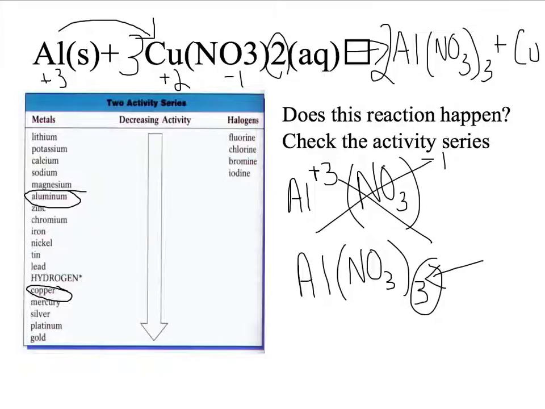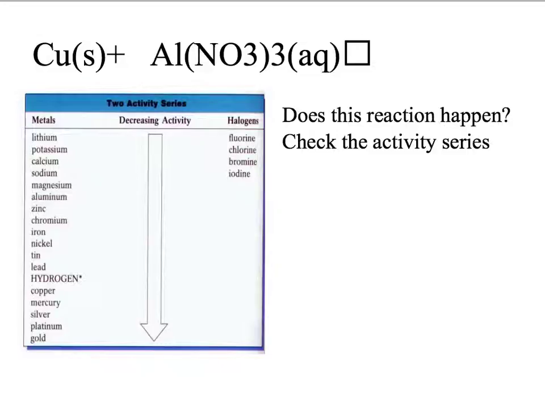But now I just have to fix up my copper, put a 3 here, and fix up my aluminum, put a 2 here. All right, now we're balanced. All right, so that is the 4th example. Let's do another one. Now it looks very similar except it's backwards.